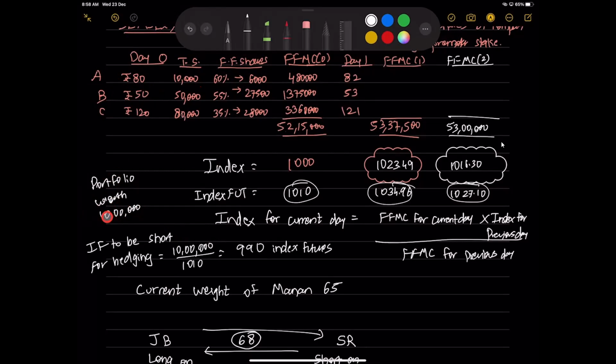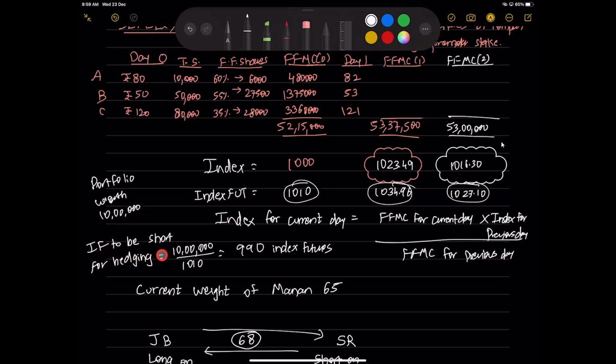So you are worried that if the prices of these three companies fall in the market, the value of my portfolio will fall. So I want to hedge it, or I want to fix the portfolio price. Since I have this portfolio, to hedge it I need to short the index futures. So index futures are going to be shorted for hedging. And how many index futures shall I short?